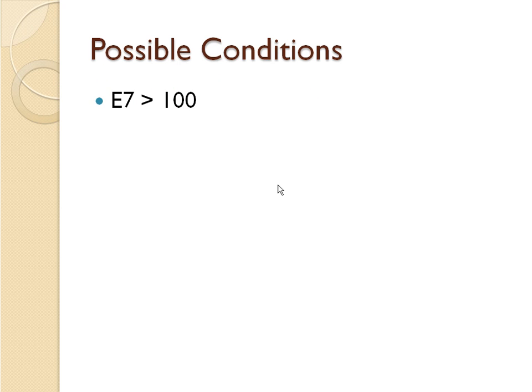There are several different ways you could do this. In fact, there are 4 that I know of. You could ask, does E7, is it greater than 100? That's one condition you could have. Or you could ask if it's greater than or equal to 100. Both of those would work.